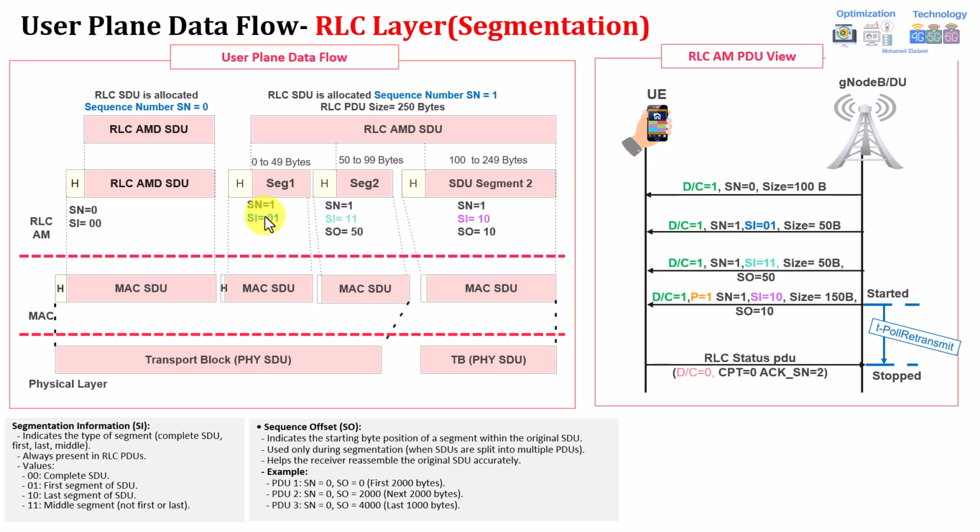So the first one here has sequence number equal 1. All of them will have the same sequence number because at the end, this is one packet, but it's being segmented. So all the segments will have the same sequence number 1, 1, and 1. Then here the segment information, as I highlighted before, 01 means this is the first segmented SDU, and anything in between the first and last will have 11, telling him this is the segment information 11. This means it's not the last, it's not the first, it's something in between.